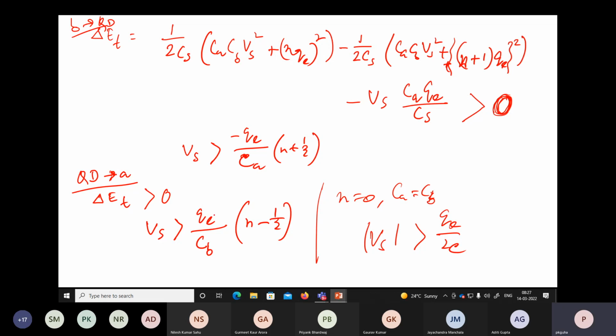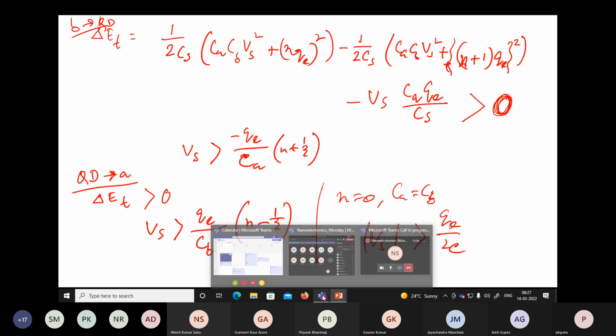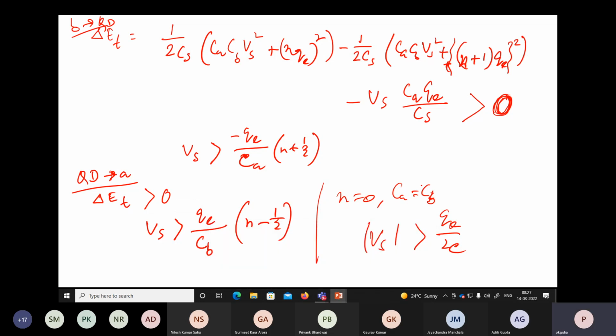Okay, so you are getting QE inside, and it was 1 by CA and 1 by CB. That is what you are getting, right? Yes, sir. Okay, in that case, I will double check it and then reconfirm with you. What is your name? Sir, Gurmeet Arora. Okay, thank you.